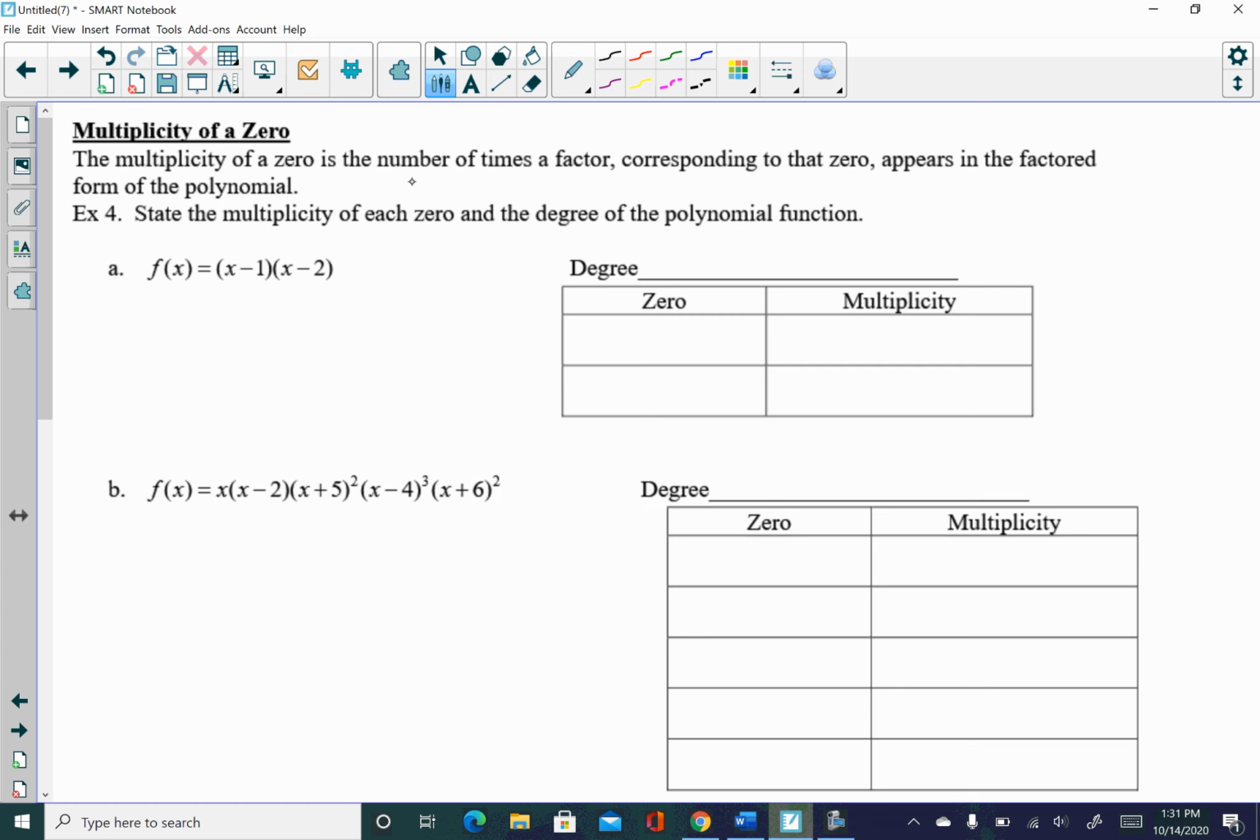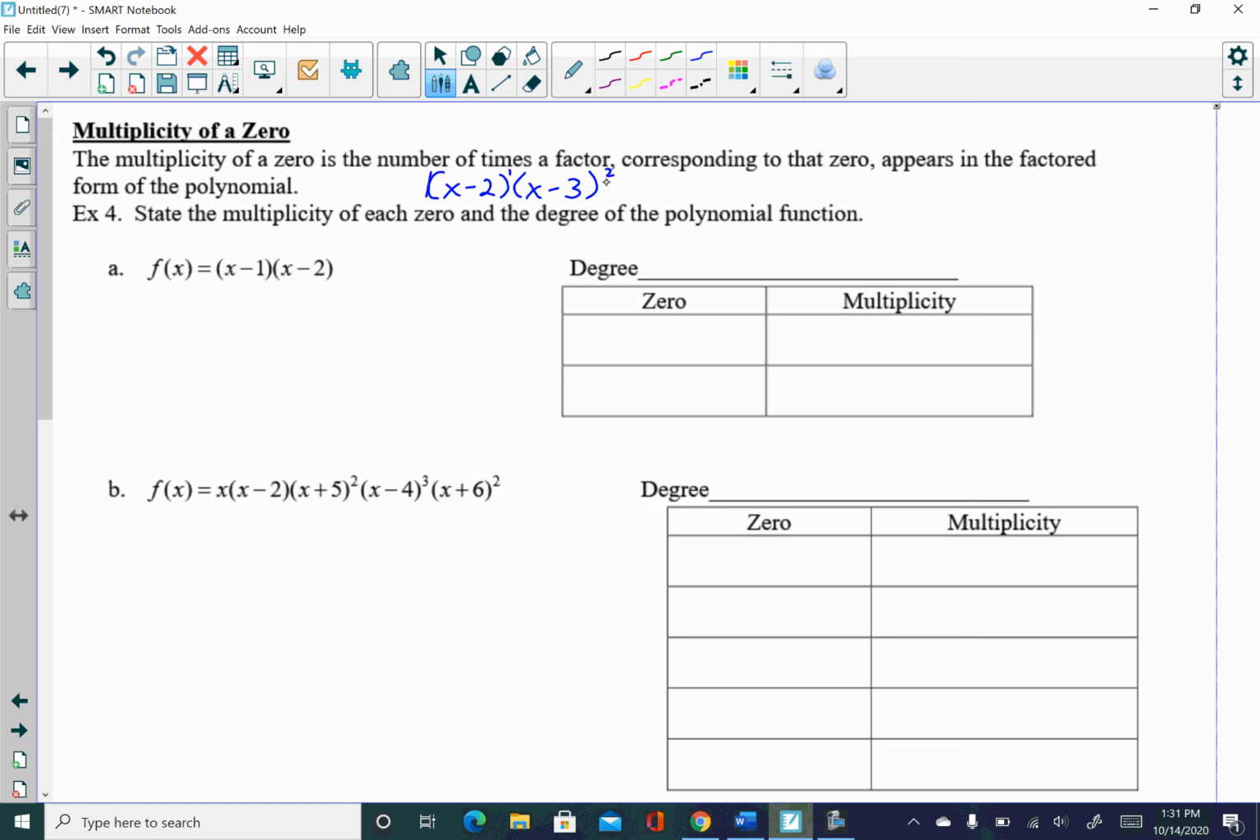The multiplicity of a zero is the number of times a factor corresponding to that zero appears in factored form of the polynomial. Or in other words, if we have x minus 2 times x minus 3 squared, then this first factor here has a multiplicity of 1 because it has an exponent of 1. This next factor here is going to have a multiplicity of 2.